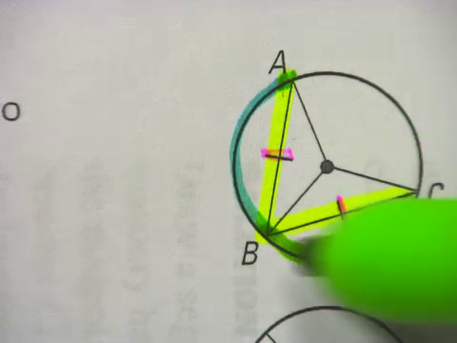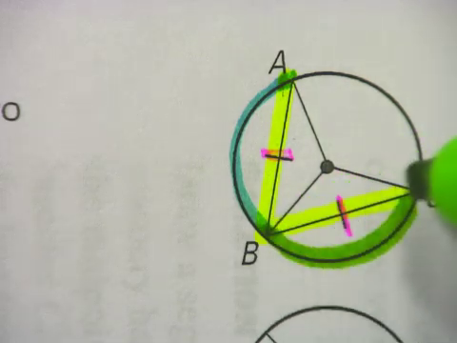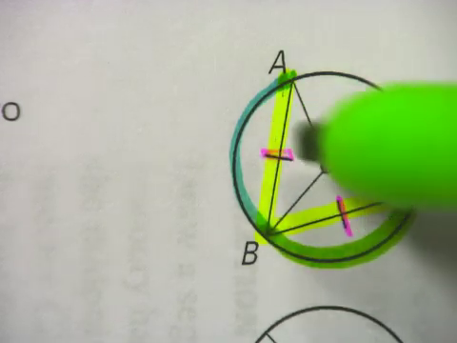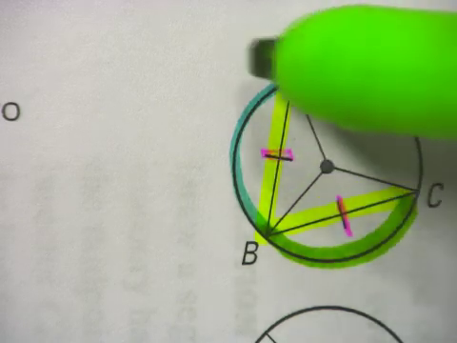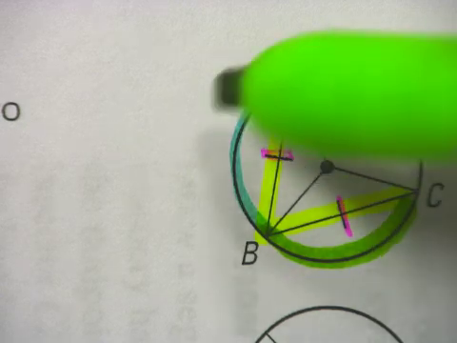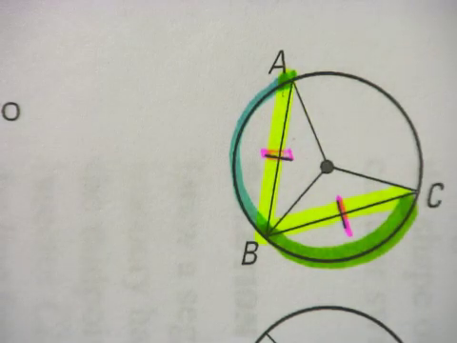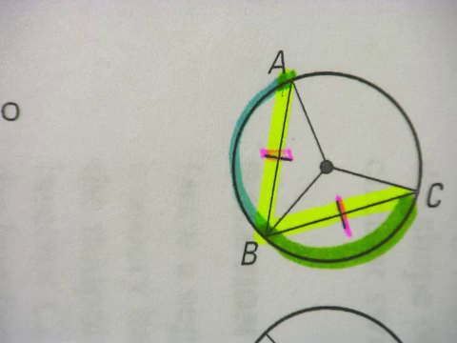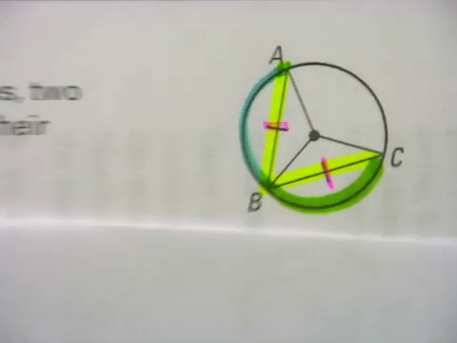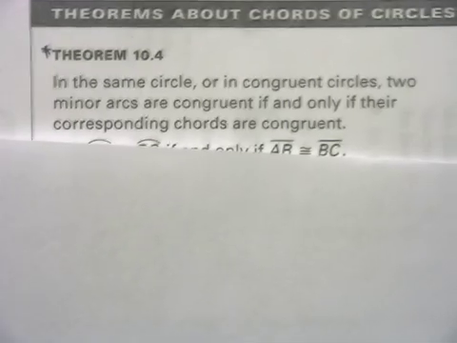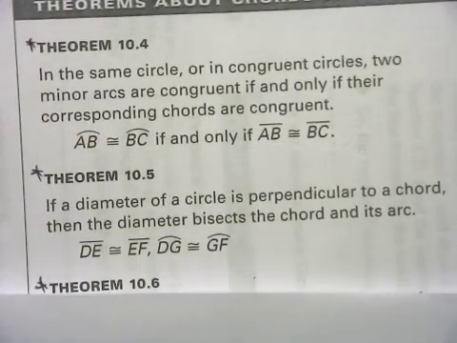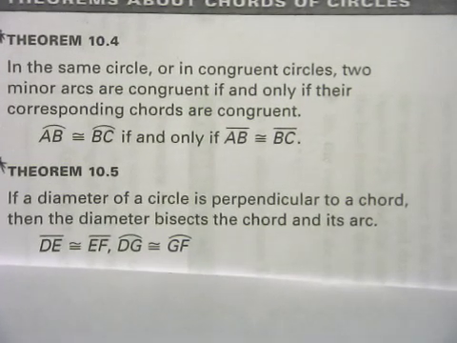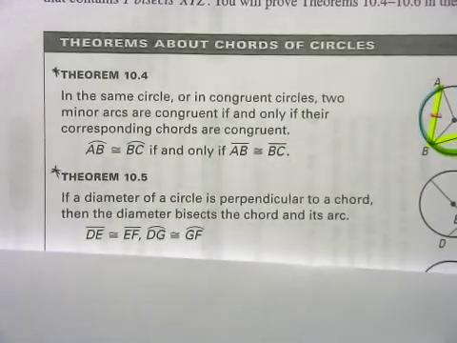What this rule is saying is since arc AB is made by this chord and arc BC is made by this chord, and both of these chords are congruent, then if they're minor arcs, both of these arcs will also be congruent. That is all that rule is saying. Let's move on to our third rule.